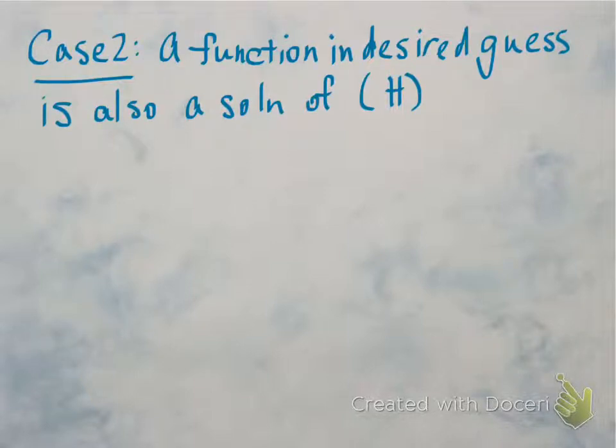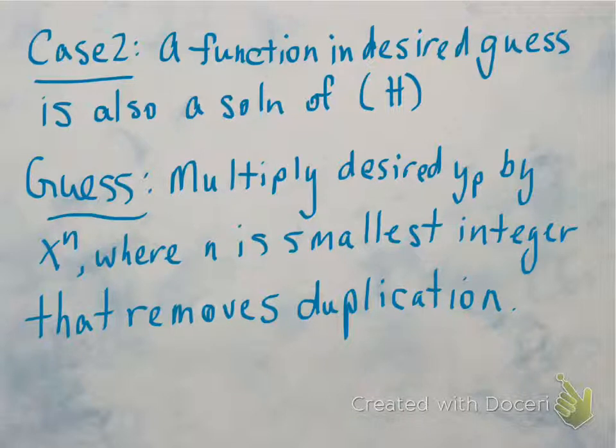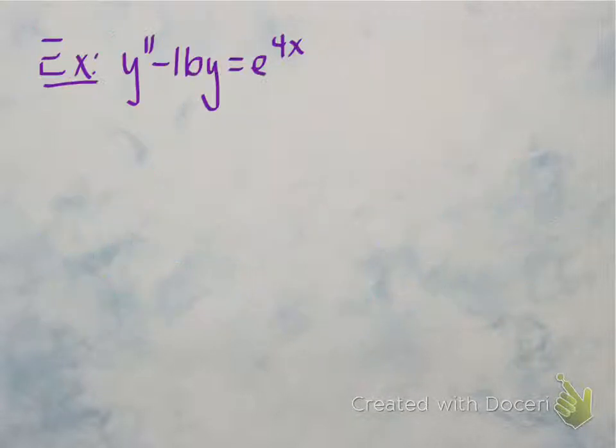So case 2 is when a function in your desired guess for y sub p is also a solution of the corresponding homogeneous equation. And in that case, you want to multiply your desired particular solution, or your desired guess, by x to the n, where n is the smallest integer that removes the duplication. So let's see an example of that.